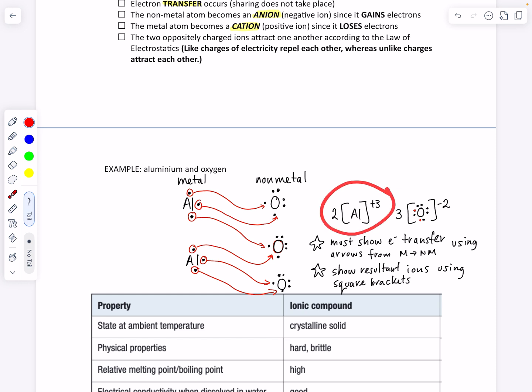So if this is a positive ion or cation, and this is a negative ion or anion, and they are oppositely charged, then the law of electrostatics tells us they will be attracted to each other and they will form an ionic bond between them.